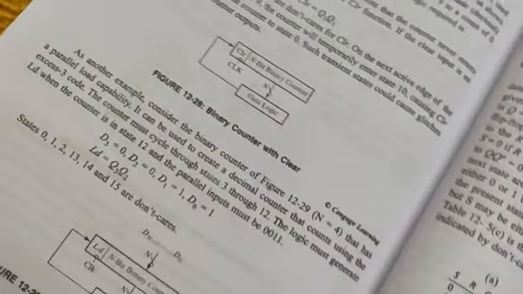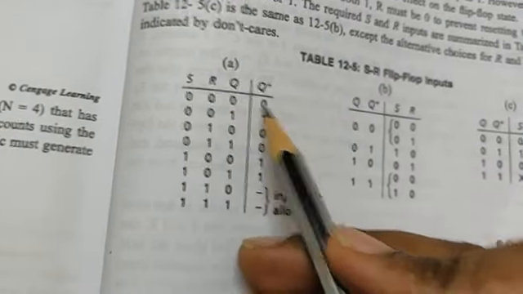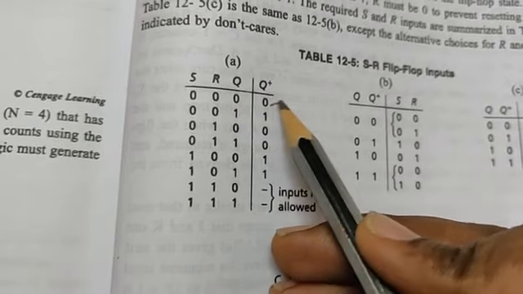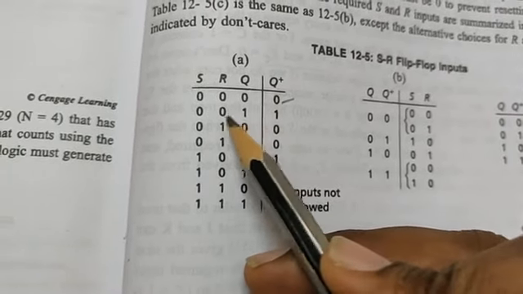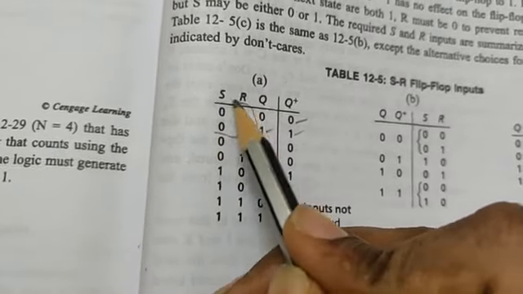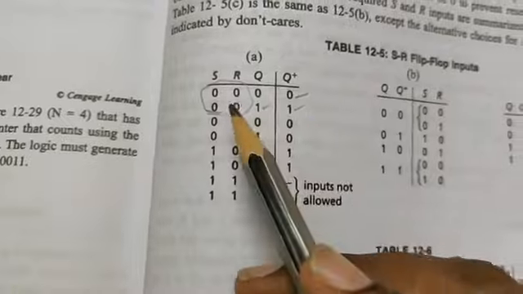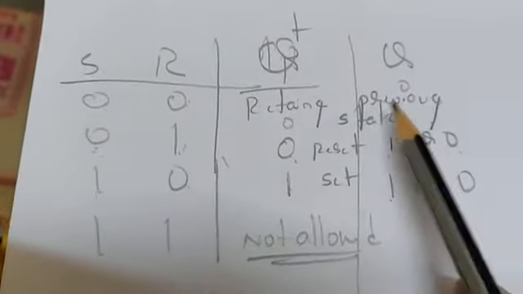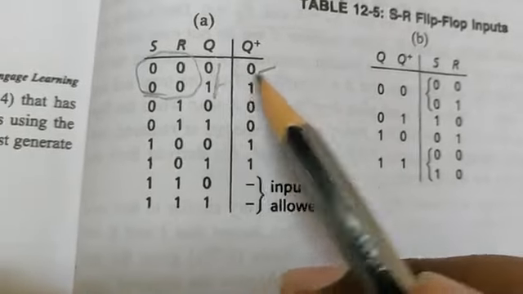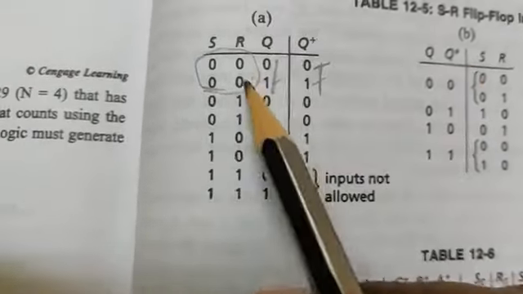Based on this, they have written that when it is 0 and 0, if the present state is 0, it retains the present state, that will be 0. If the present state is 1 with 0 and 0, the next state will also be 1 because both are 0 and 0. So 0 0 means retains the previous state. Previous state refers to Q, next state refers to Q plus. Whatever is present in the previous state will be the next state when 0 and 0.